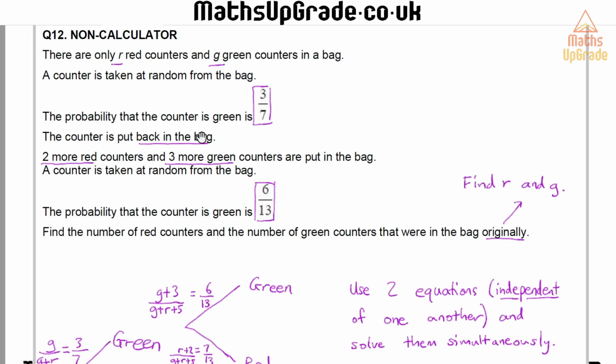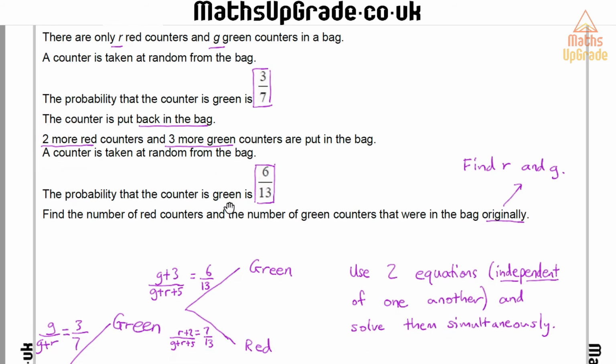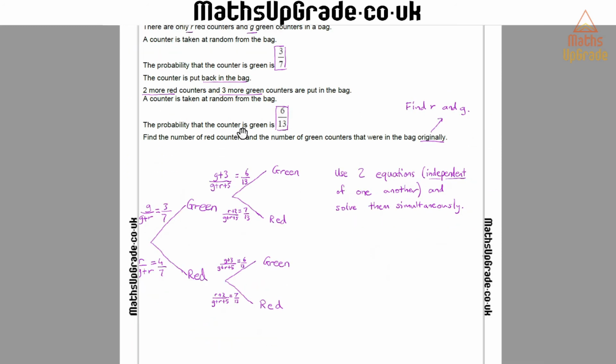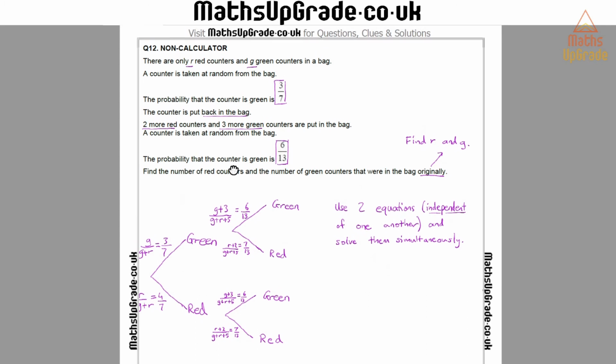So I'm going to set up this question here. I've just underlined the key information there, and I've drawn a tree diagram. Okay, so let's just explain this tree diagram.